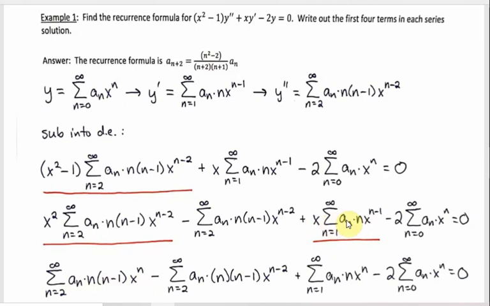I've got an x out front. If I put that in here, that would become the sum from n equals 1 to infinity of a sub n times n x to the n, right? Because now you have x to the n minus 1 times x to the first. So that's just x to the n. And then that one and that one are staying the same.